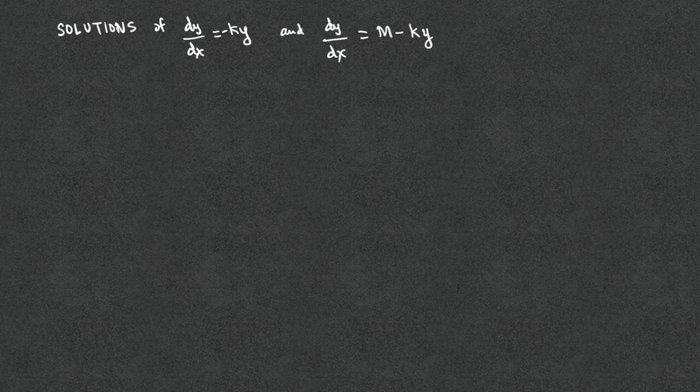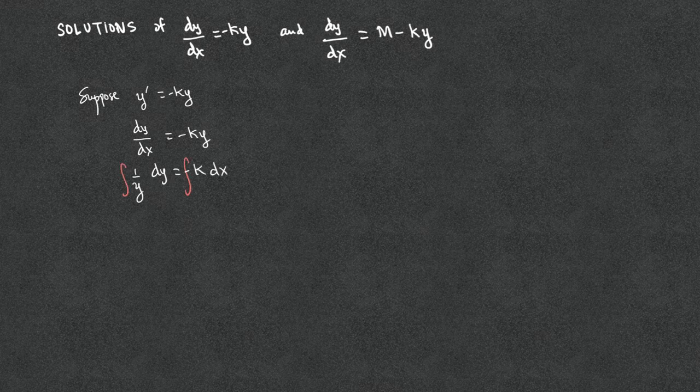The solutions of the differential equation dy/dx equals negative ky and dy/dx equals m minus ky. Suppose y prime equals negative ky, then dy/dx equals negative ky, and this is separable. 1 over y dy equals negative k dx. We integrate both sides of the equation to get ln of the absolute value of y equals negative kx plus c.